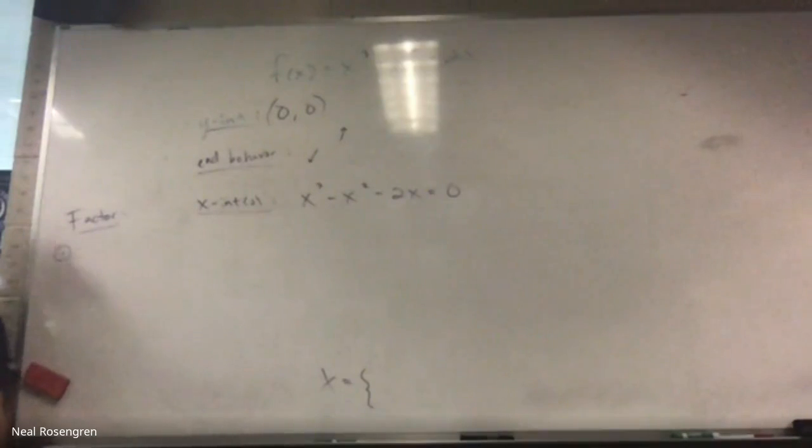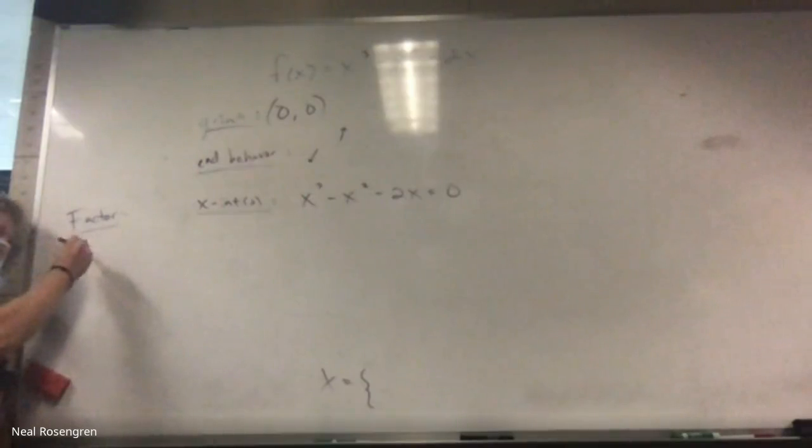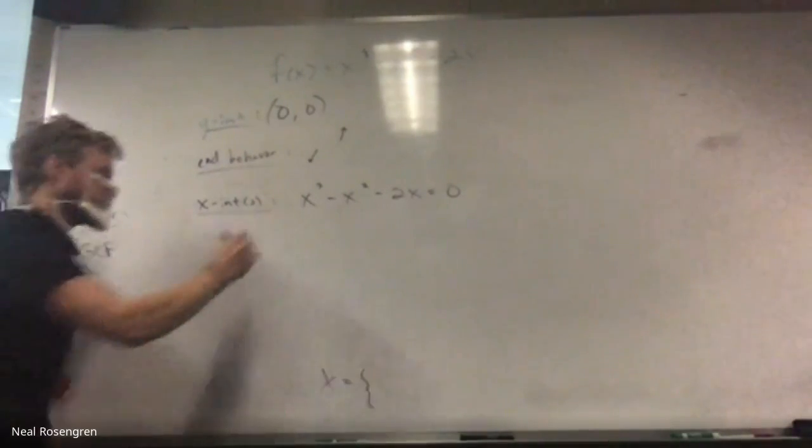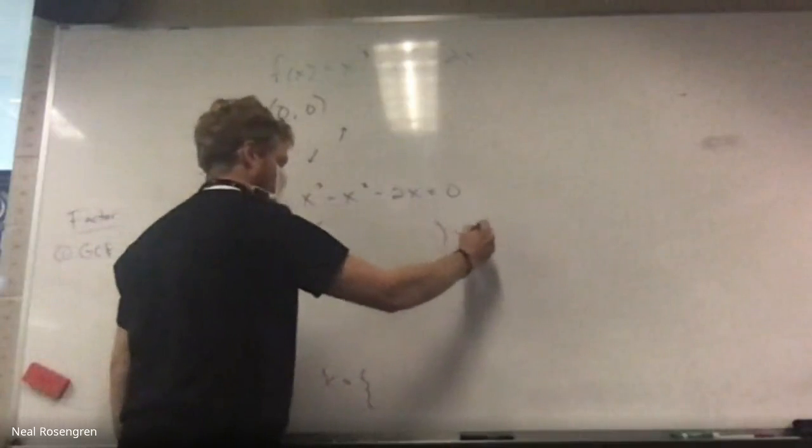What's the first kind of factoring you should always do? Always. If you don't pull out a GCF first, you're going to be out of luck for a lot of the things that we do. And so what do x cubed, negative x squared, and negative 2x have in common? Pull it out. GCF first.